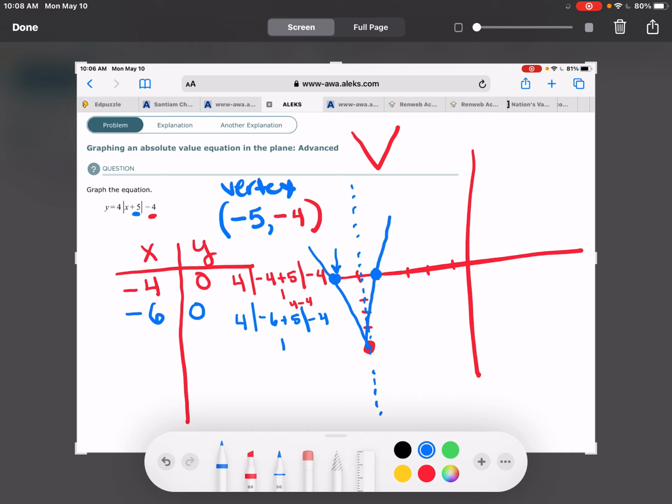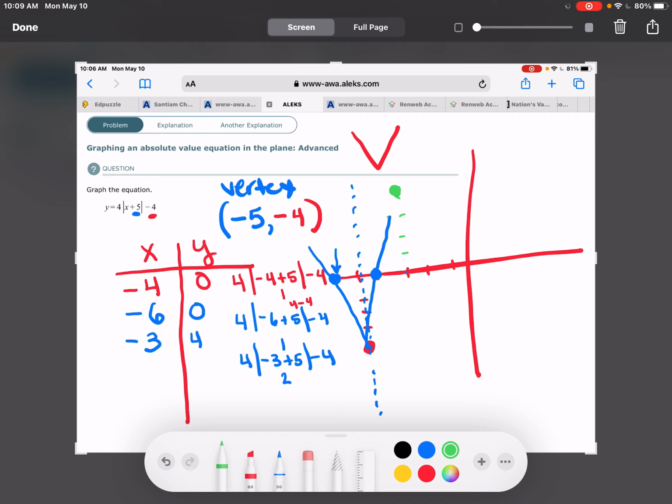If you should need more values, then you could keep going. You could move over to -3, and you could plug that in. You would say 4 times the absolute value of -3 plus 5, minus 4. -3 plus 5 is actually a +2. The absolute value of +2 is just 2. So 4 times 2 is 8, and 8 minus 4 is 4. So at -3 here, I actually have +4. It's going up 1, 2, 3, 4.